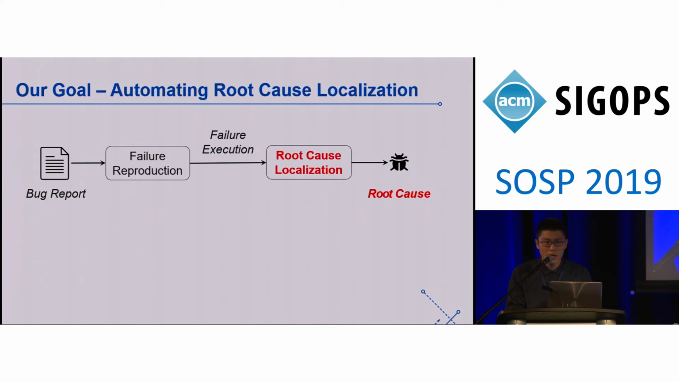And in this work, we're focusing on automating root cause localization. We assume that the failure is already reproduced, and we want to automatically locate the instruction that is the root cause.